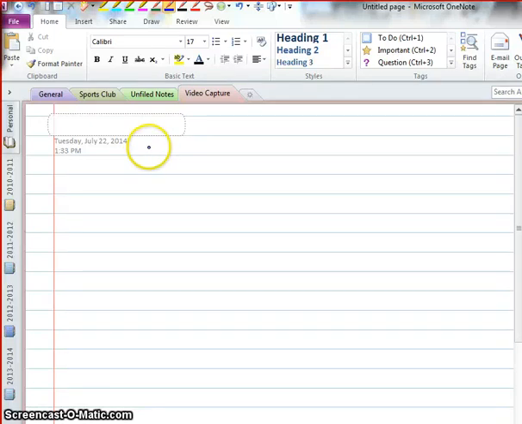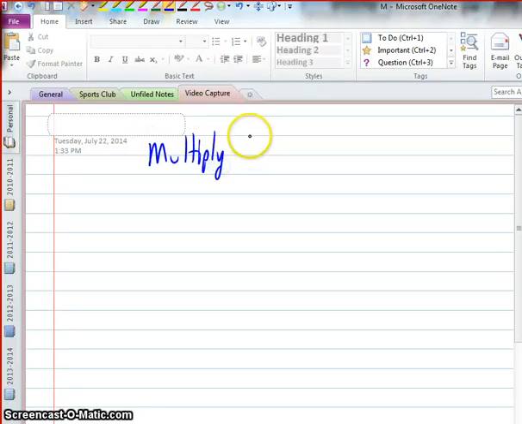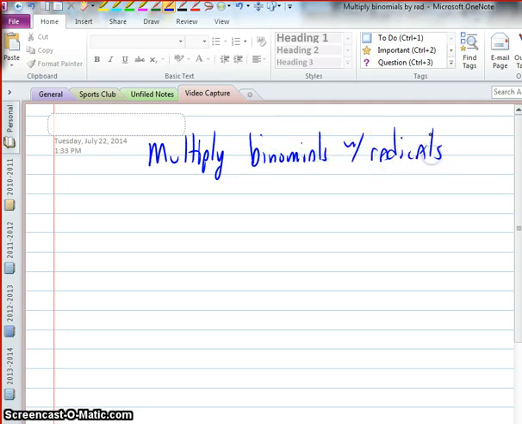Okay, last section with radicals. We are going to multiply binomials with radicals. And to be fair with you, I think this is pretty difficult in a lot of ways. Remember our old friend distribution?